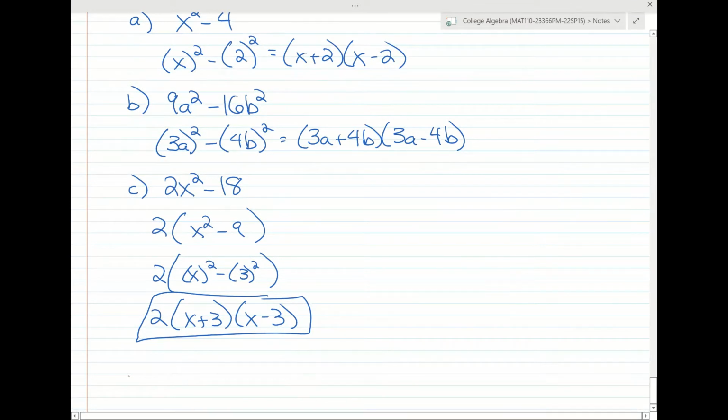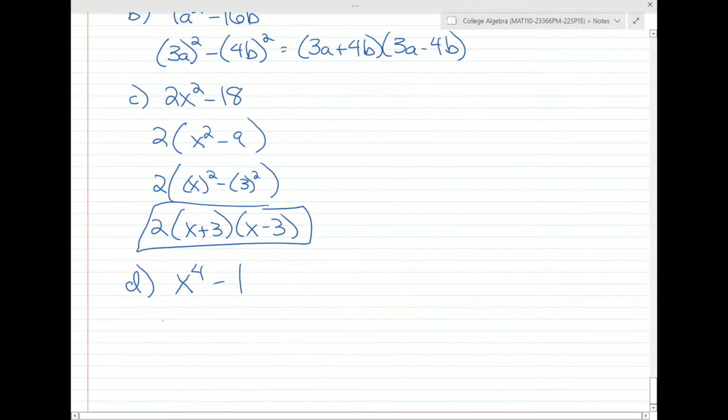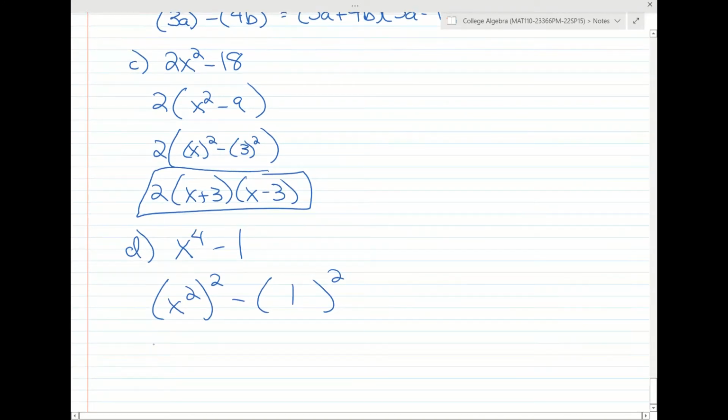Then we'll just do one more. What if I gave you x to the 4th minus 1? What squared is x to the 4th? X squared. Obviously, 1 is 1 squared. So it's the same idea. This would just be x squared plus 1 times x squared minus 1.